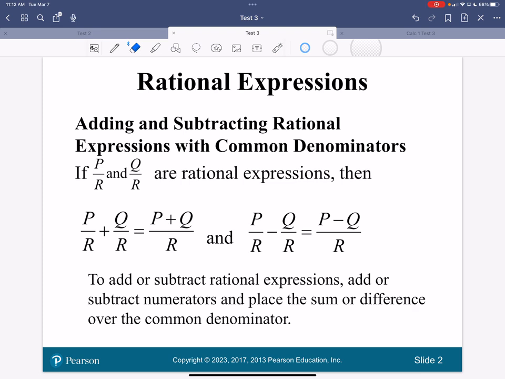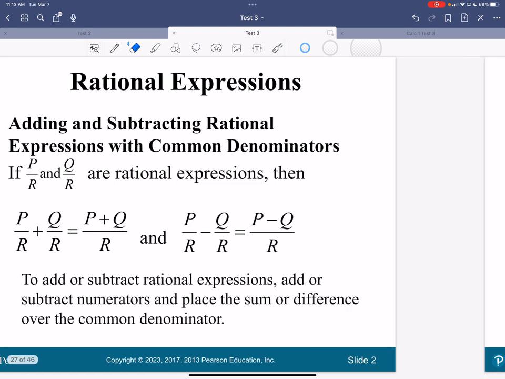The thing that you want to look at is that we are going to have a common denominator. When we are multiplying and dividing rational expressions, we do not have to have a common denominator. Adding and subtracting rational expressions, you must have a common denominator. And then when we add or subtract, we keep the denominator the same, and we just add or subtract the numerators. The numerator is the top number.